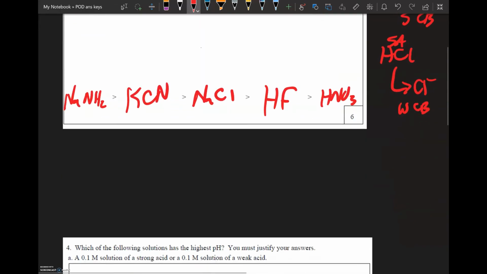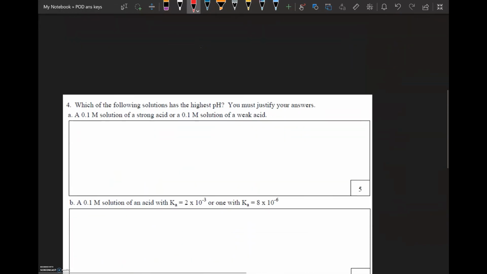So we have another one that we're going to look at here, and this problem is similar. It says, which of the following solutions has the highest pH? Now what we need to do is we're given two different compounds versus a bunch of compounds and have them rank them. Here we're just going to figure out which one has the highest pH.